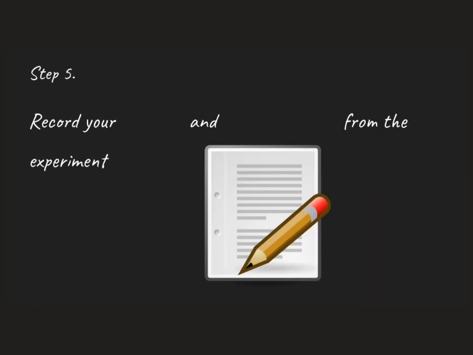Step 5 really happens while you are doing the experiment, but you need to record and observe everything that is happening while you are doing your experiment. So you would record any data and observations from your experiment. And in the case of the paper airplanes, my data is going to be how far the airplanes fly. So maybe they fly 5 meters or 10 meters or 20 meters, but that's my data.